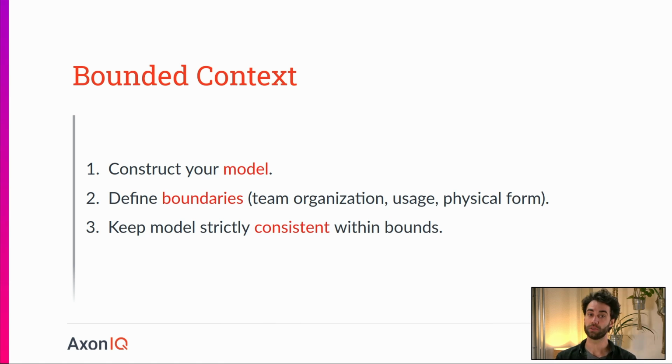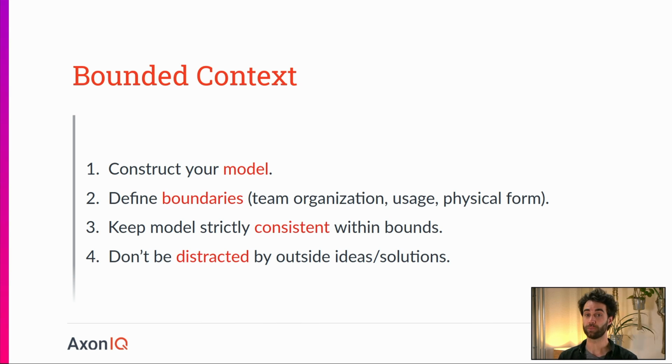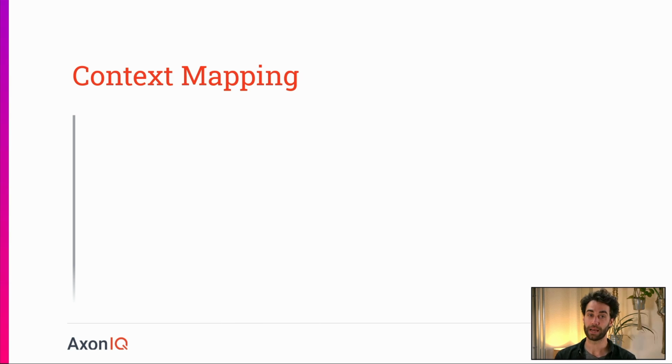In the step thereafter, you're being certain that you keep your model strictly consistent within these bounds. Everything internally within your boundaries means this is what we talk about, this is our ubiquitous language, and we are very strict in maintaining it that way. Whenever we're dealing with something from the outside, we don't want to be distracted about what they think. We separate those concerns. They talk a different language, and we translate over what their ideas and solutions are to our internal ideas and solutions. It's that translation step which brings us to the idea of context mapping to allow us this strategic domain-driven design.